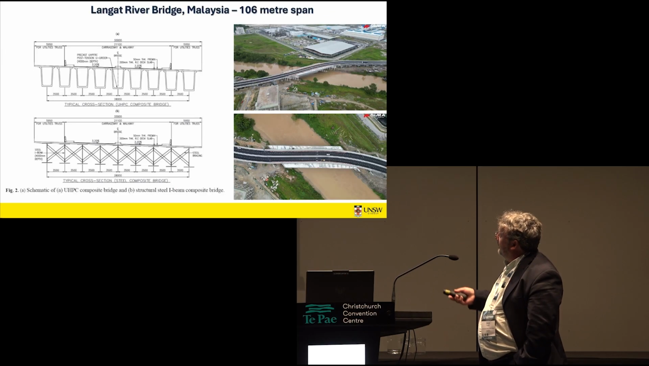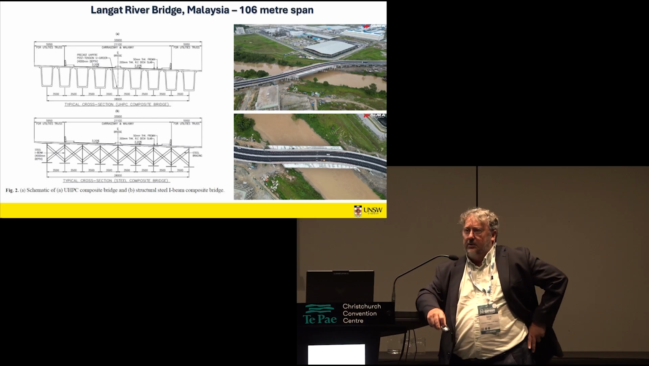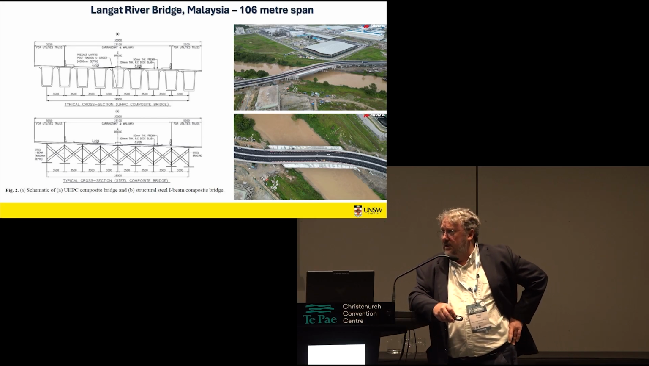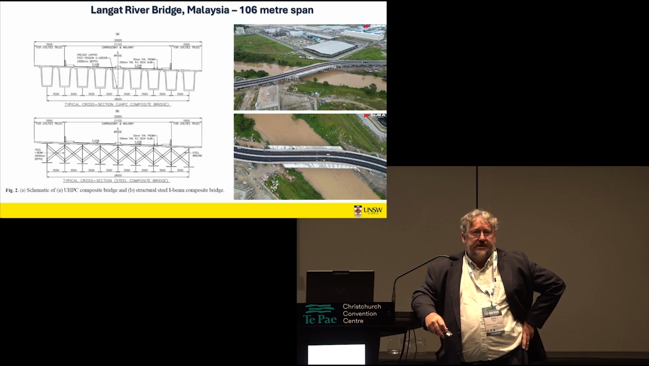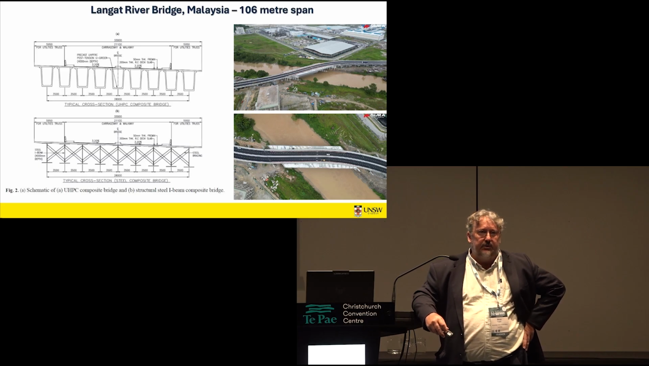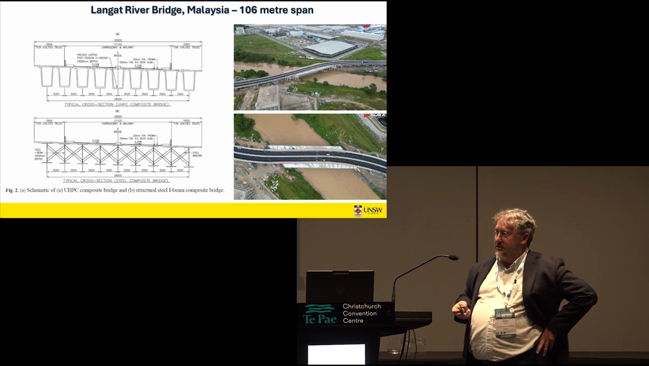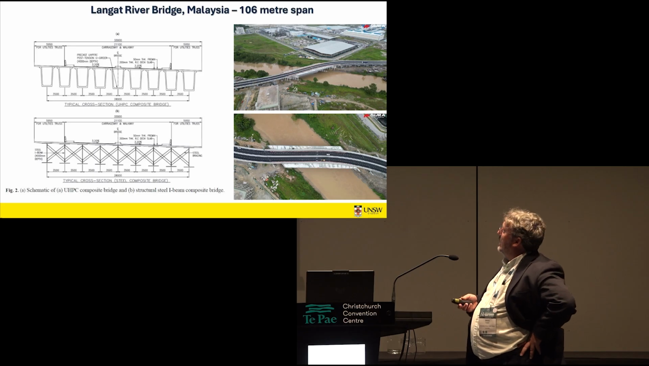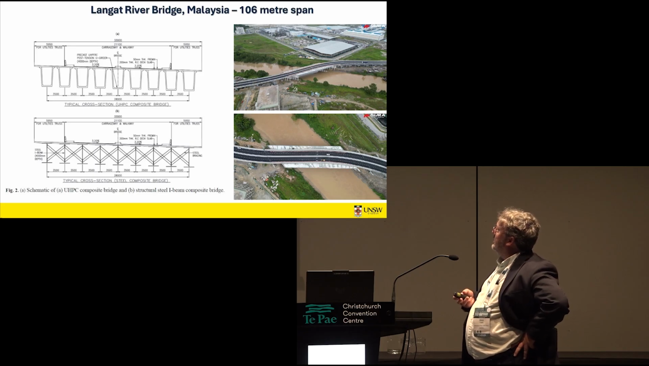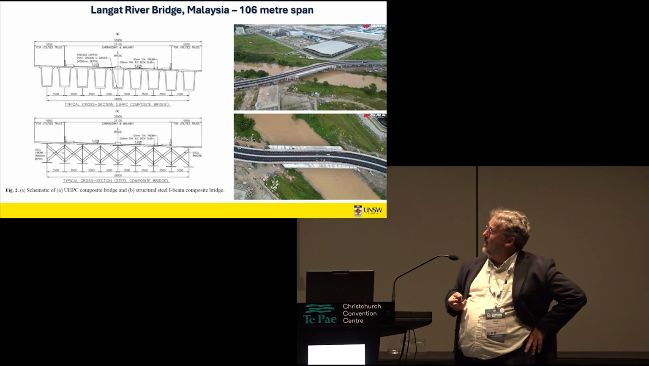Well, let's have a look at this. This is the bridge. They won the ACI award just a week ago for this. It's a 106 metre span. It's a segmental precast construction, which is quite common through Australia, Asia, I think in New Zealand as well.